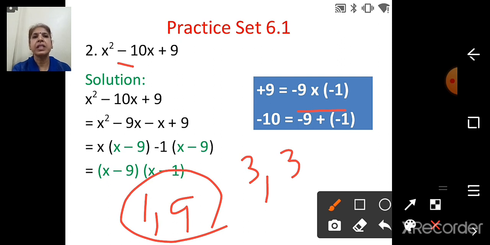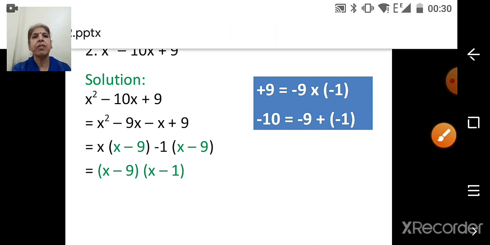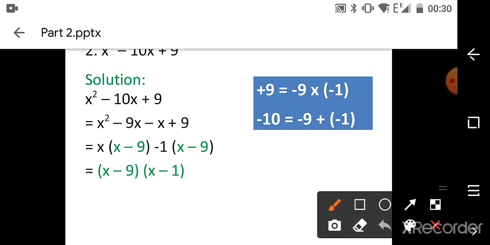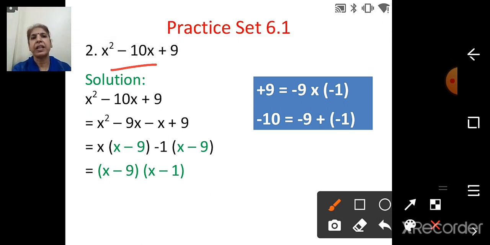Now the very important thing is the sign. We have learnt that the sign of the sum, that is the addition term, we have to give to the greater factor, and that is negative 10. So we give negative to the greater factor, and both have the same sign. So both the terms have a negative sign: minus 9 multiplied by minus 1. And you have to check also, children: is the sum minus 10? Yes, minus 9 plus minus 1, the sum is minus 10.